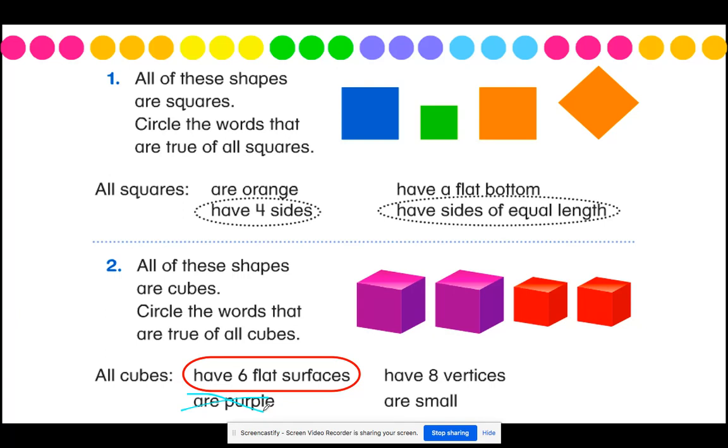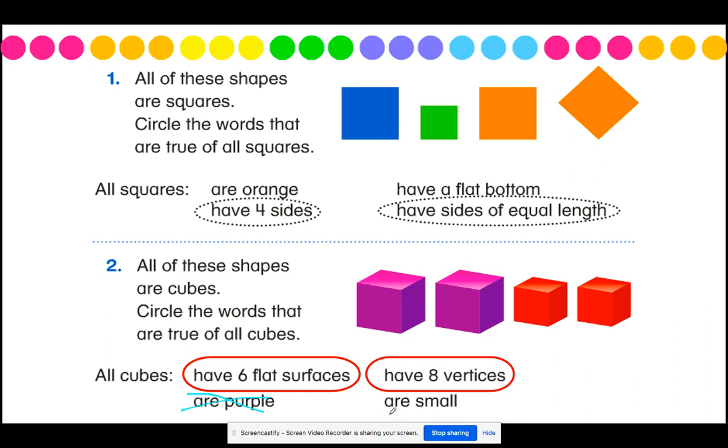Next fact, let's hop over here. It says have 8 vertices? Well, let's recount our vertices to make sure. Looking at this purple cube, count the vertices with me. We know we have 1, 2, 3, 4, but what's on one side is also on the other. 5, 6, 7, 8. So if all of these are cubes, will all cubes have 8 vertices? Yes, they will. So I can circle that as a clue.